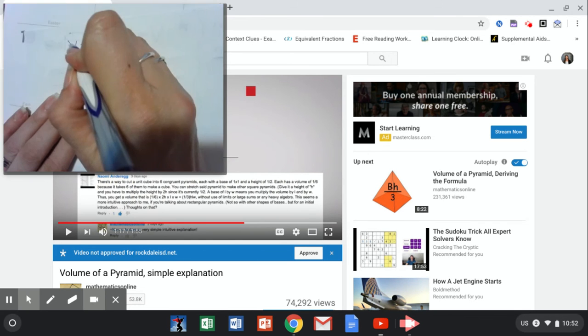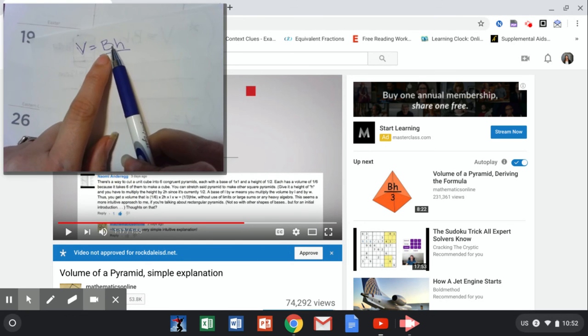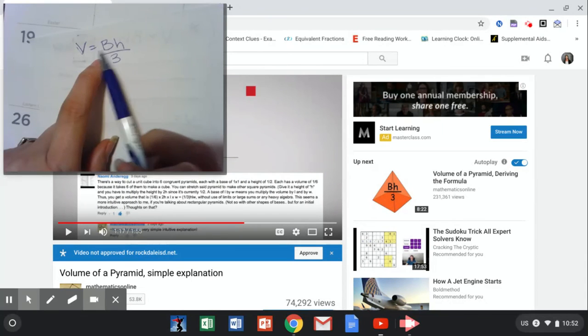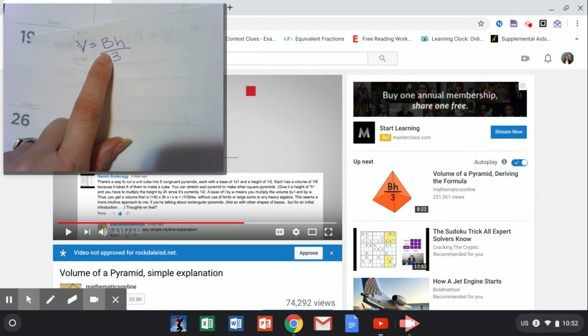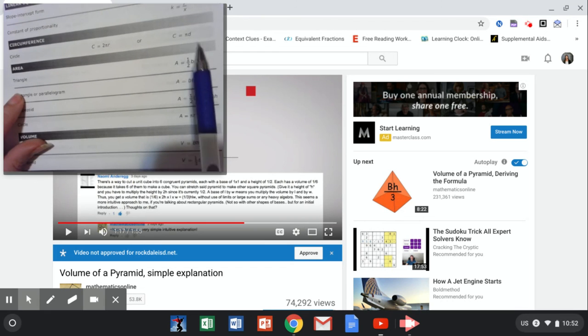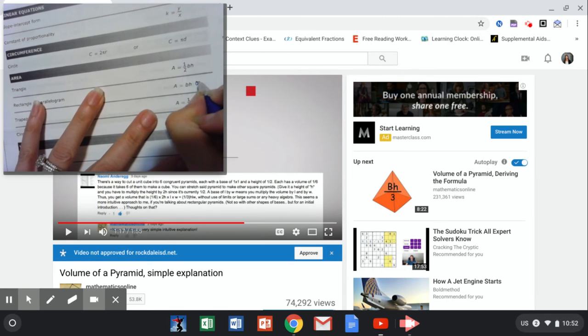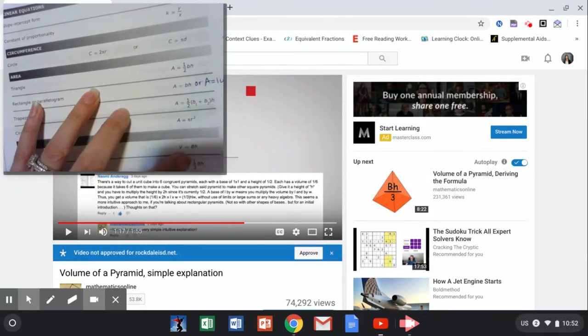which is the same as 1/3 the base times the height. What's important to know is depending on what type of pyramid you're doing, you've got to know what the base is, and then you've got to look at your area formulas. Is it a triangular pyramid? Well, then you use this formula for the capital B. If it's a rectangular pyramid, you're going to use this formula, which remember is length times width. So I'm going to also put length times width there. Okay, to remind you.